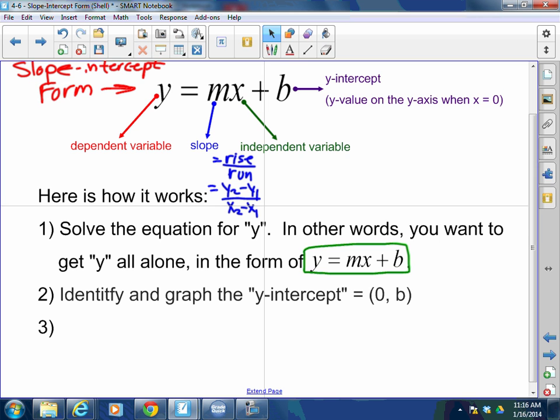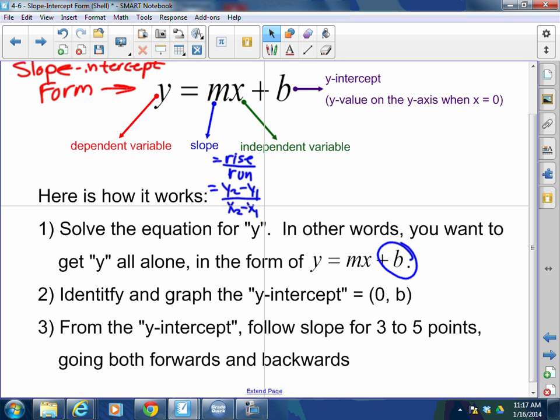Step 2, identify and graph the y-intercept. That is the b value. So when x is 0 here, 0 times m cancels out, so y has to equal the b value. So when you look at your slope-intercept form, if you know what you're looking at, the b is your y-intercept. So you're going to identify that and graph it.